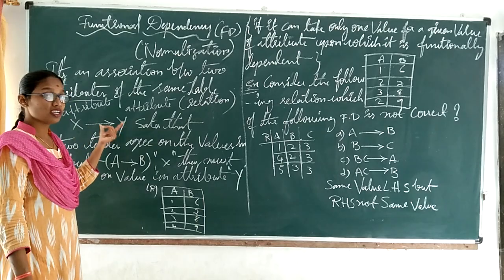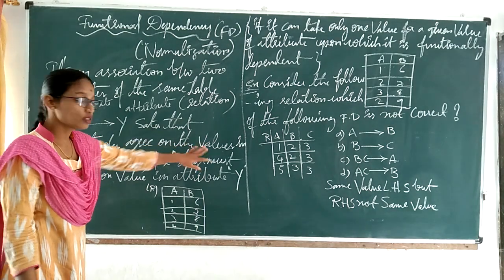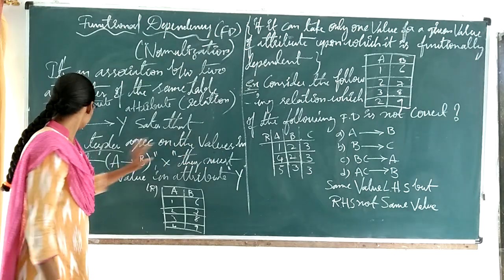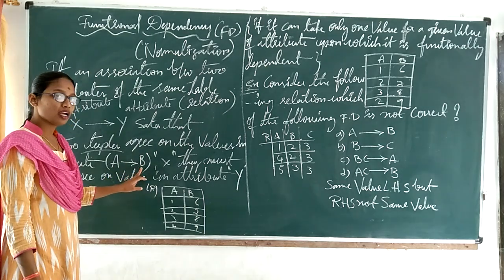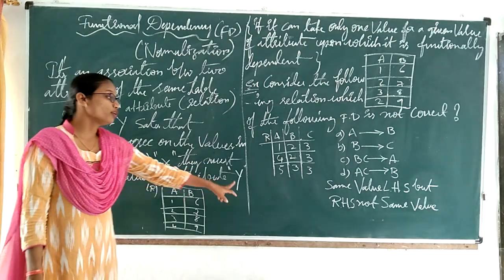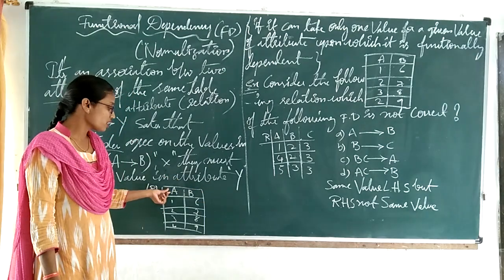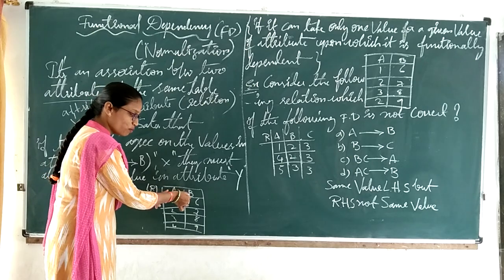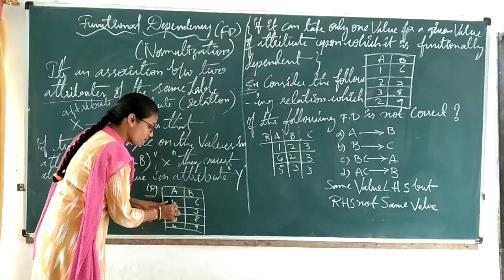X determines Y. It states that if two tuples, meaning rows, agree on the values in attribute A, which determines B, then they must also agree on the value in attribute B. Here the attributes are A and B. R is a relation, and in this relation we have these two attributes, A and B.